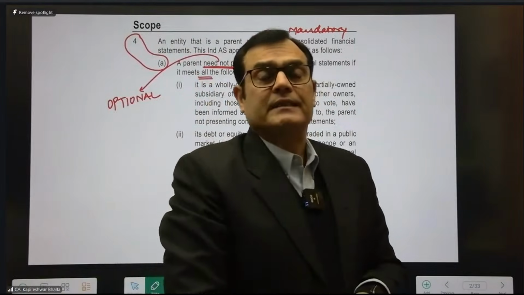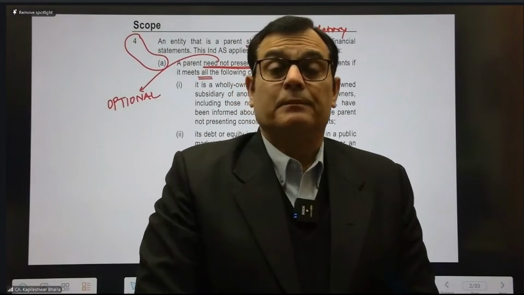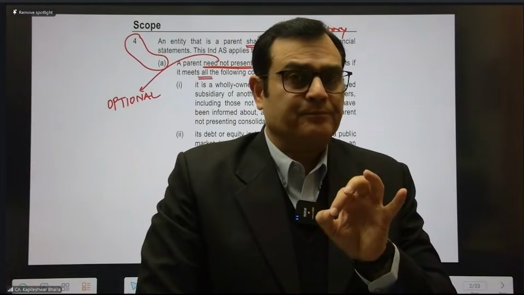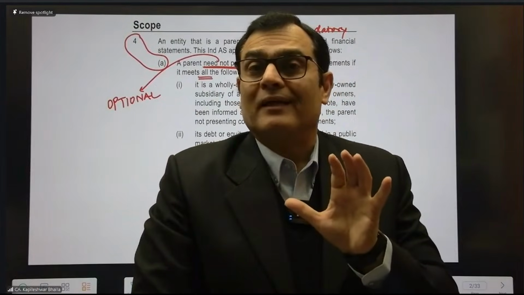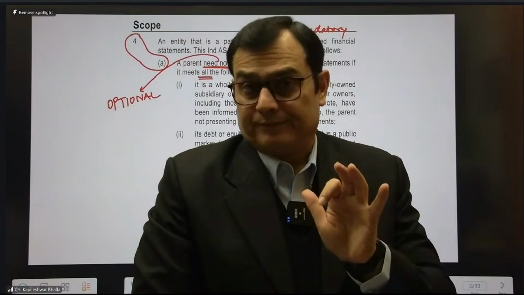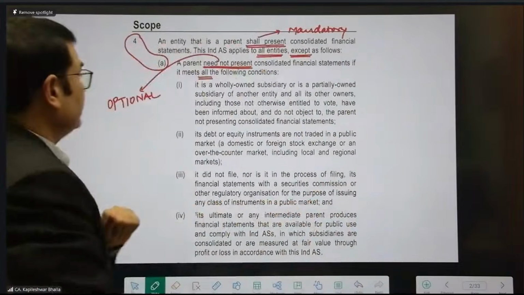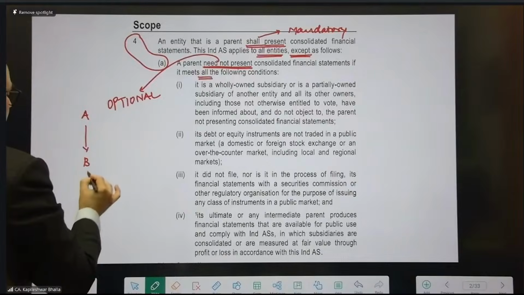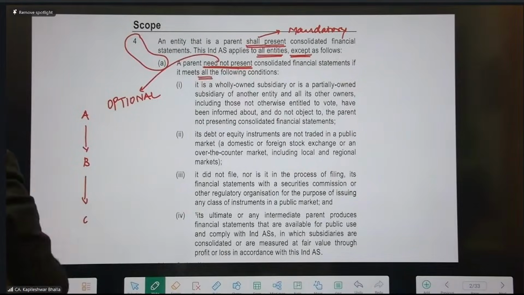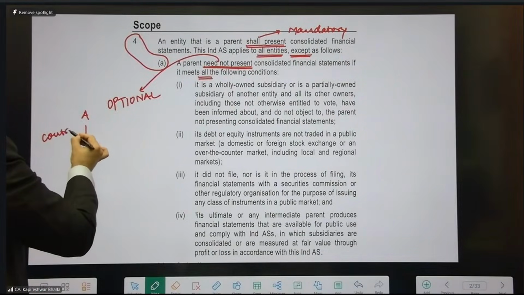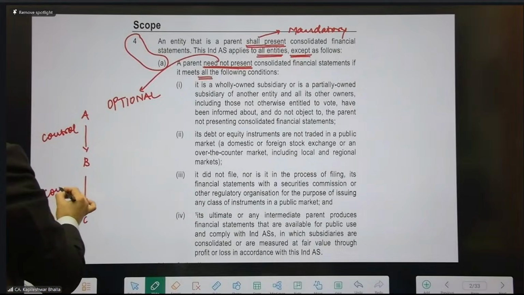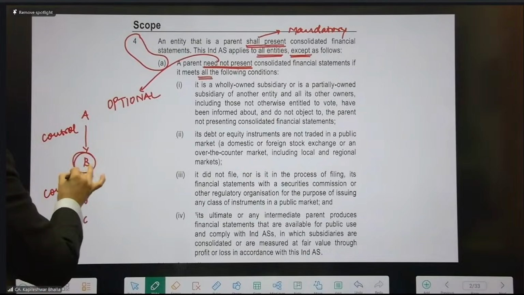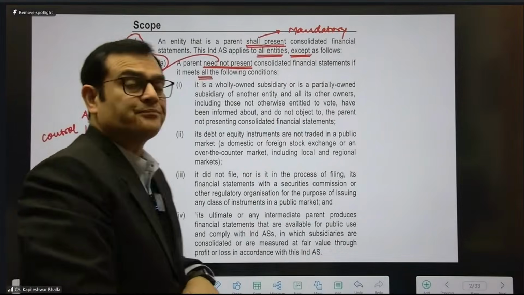Now, as we understand para number 4A, let me tell you one thing very clear so that the thoughts are very clear in your mind. Para number 4A applies only in terms of chain holding. Let me tell you what a chain holding would mean. For example, there is a company A which has got control over B, and B has got control over C. So let's say A controls B and B controls C. Now in terms of para number 4A, the focus is on B, which is the middle company.